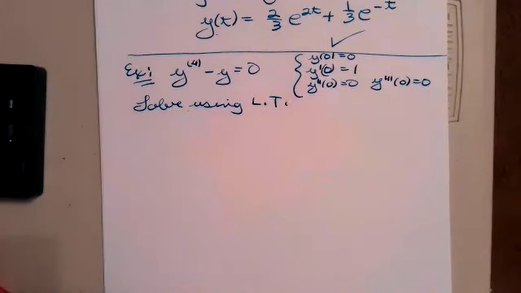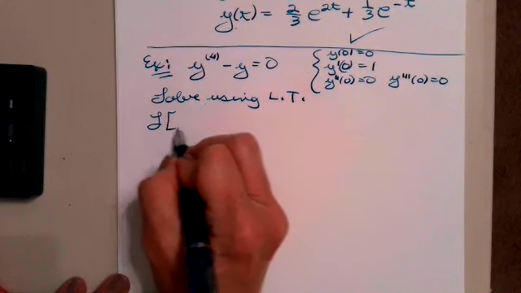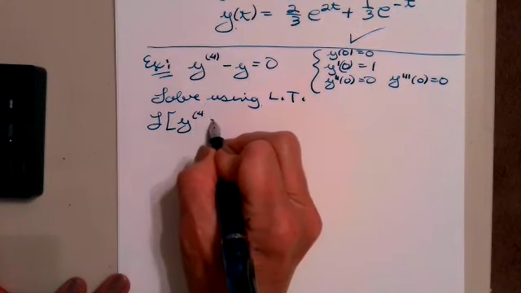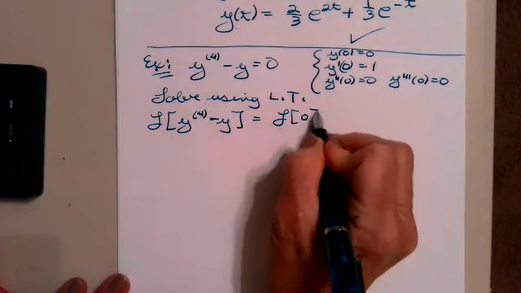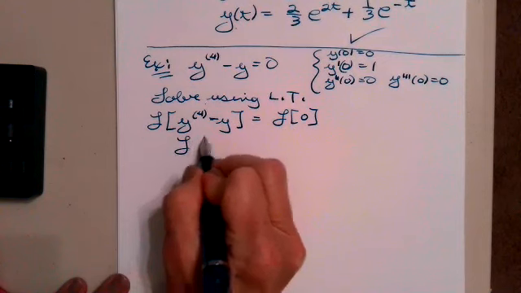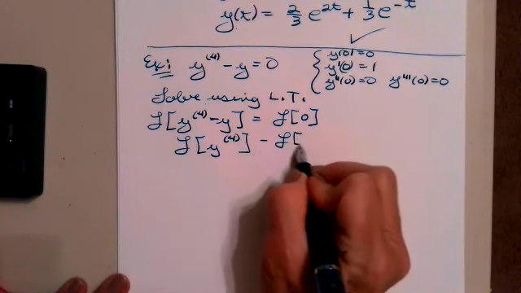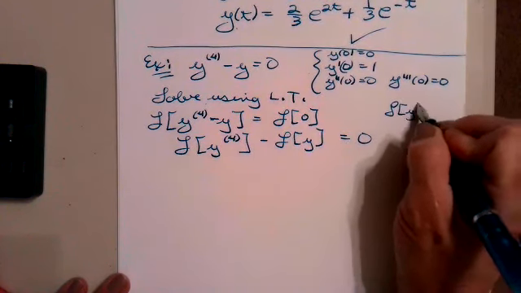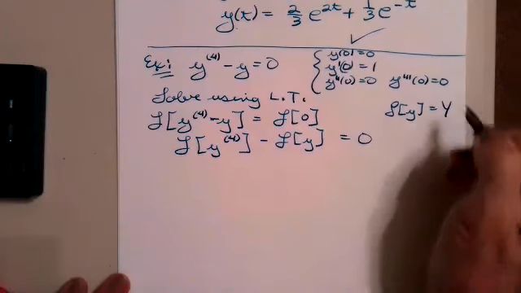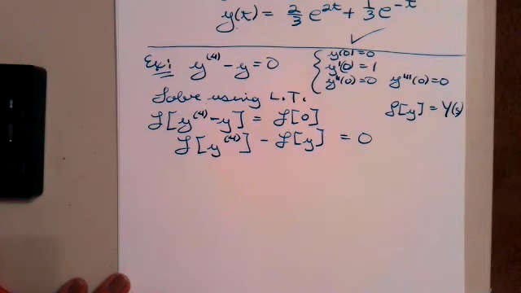We can find an exact solution because it's a fourth order equation. We have 4 initial conditions. So we take the Laplace transform of the whole equation, and that's equal to the Laplace transform of 0. The Laplace transform is linear. And we're going to say L of little y is capital Y. Little y is a function of t, capital Y is a function of s.